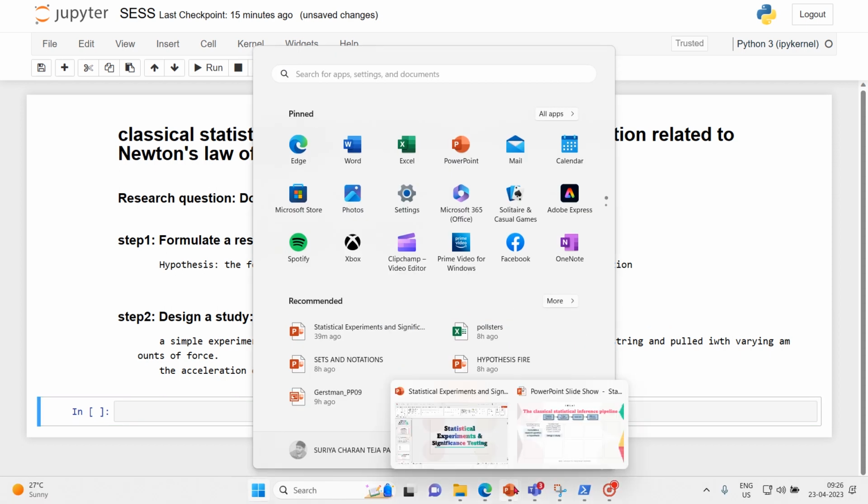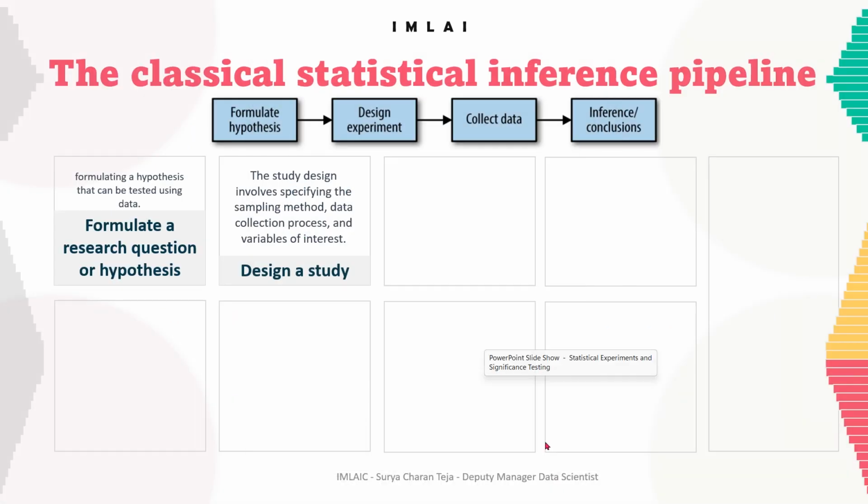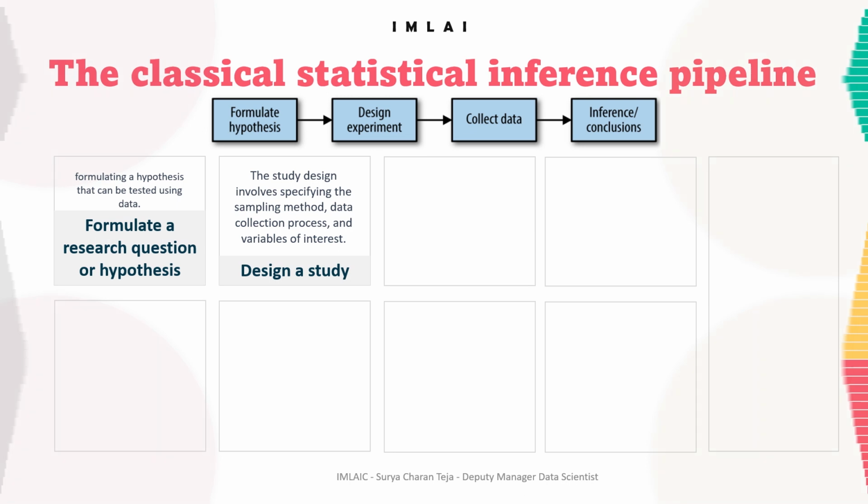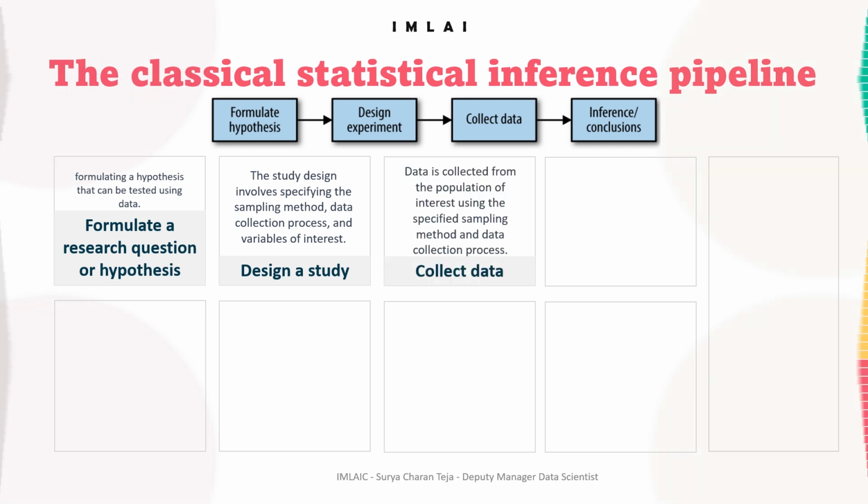So Newton has designed a study just to collect the data on the relationship between the force applied and the acceleration. The simple experiment he has designed is where an object of known mass is attached to a string and pulled with varying amounts of force. The acceleration of the object is measured using a motion sensor. Done designing a study. The next step is collecting data.